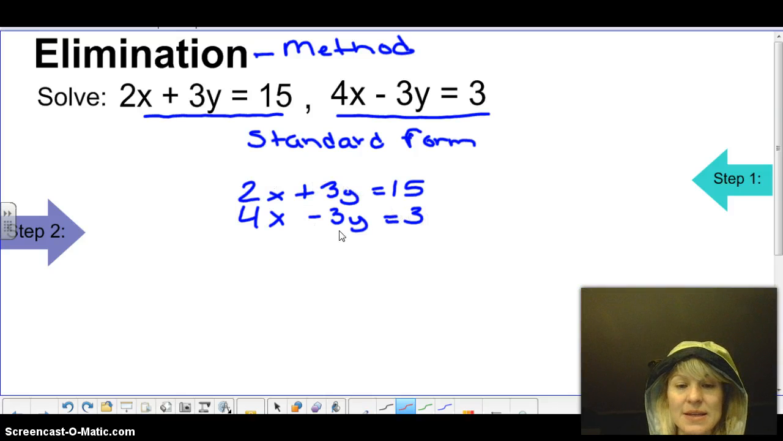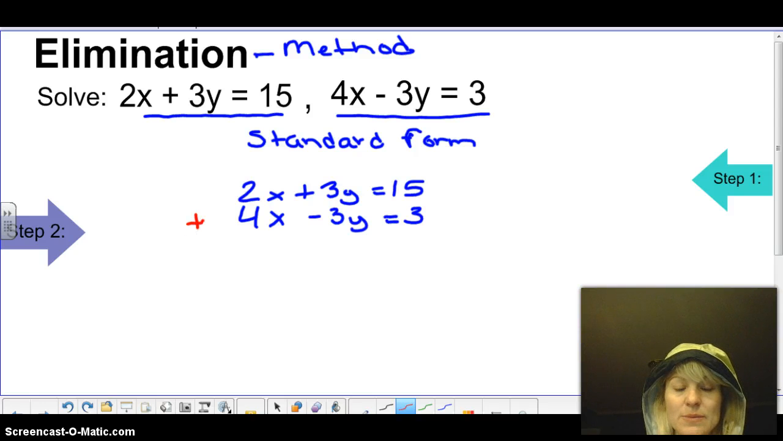But if I add these together, I would get 0. And that's what I'm looking for. I'm trying to eliminate either the x or the y so that I can identify the variable. So in this case, there's nothing to do with these other than to add.